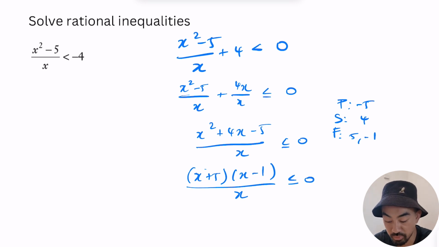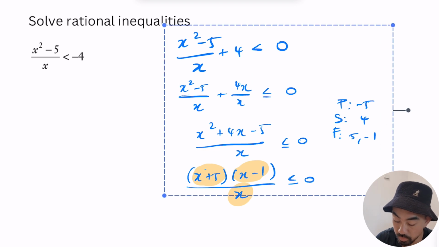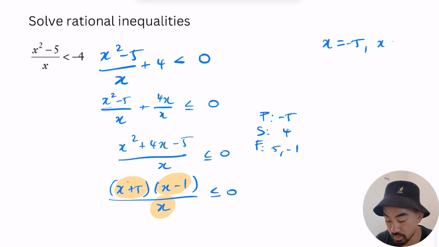So let's have a look here. You're going to have 3 different brackets: x plus 5, x minus 1 over x. So you have 3 solutions we're going to work with. So let's move this over a bit. So I'm going to have x is equal to minus 5, x is equal to 1, and x is equal to 0. So let's quickly do a number line again.